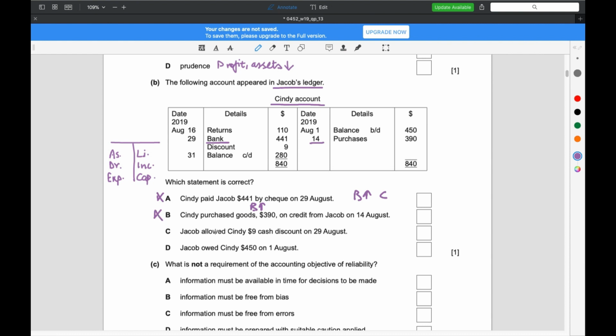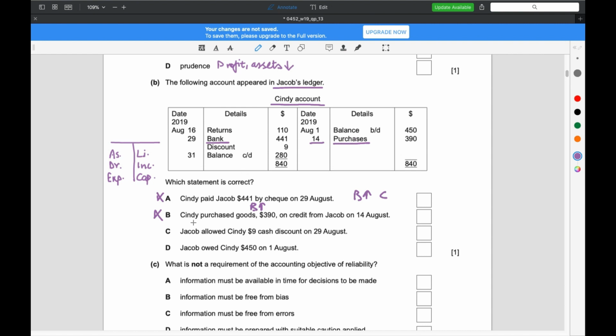And then option C says here Jacob allowed Cindy $9 cash discount on 29th August. Right, so cash discount. This can't be, because the discount is counting against the purchases, so it's decreasing the purchases. If it's decreasing the purchases, it means that actually Jacob received the discount, availed it, and reduced the purchases amount that he was actually supposed to pay. If the discount is over on the other side of the purchases, it means that whoever he bought from actually offered him the discount.